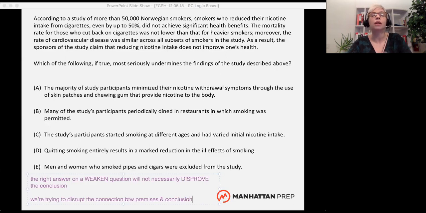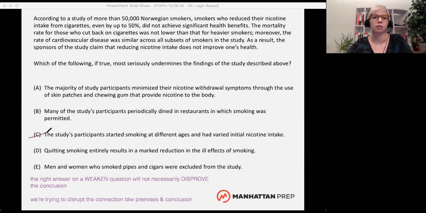My point in all of this is that it's a little bit different from find the assumption, where we were looking for what had to be the case for the conclusion to hold. In this case, we're not looking for what would make the conclusion totally fall apart. We're looking for stuff that's irrelevant, that doesn't impact the connection between premises and conclusion. Somebody was telling me in the chat, one thing that doesn't disrupt that connection, C, started smoking at different ages, various nicotine intake. That's just saying this group of 50,000 Norwegian smokers is a varied group, but that doesn't make us any less likely to believe that the conclusion follows from these premises, right? It doesn't give us any really disrupting information. Is there anything else that doesn't disrupt?